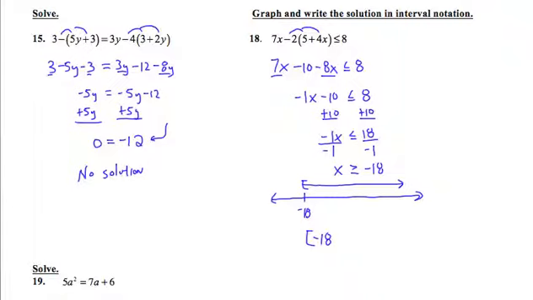Had I not wanted to include it, had this been a strictly greater than, I would have used a parenthesis there. So the smallest it could be is negative 18. The largest it can be, well, it can go on forever off to the right, so we're going to end up at positive infinity. Now, since positive infinity is not an actual identifiable number, we never try to include that, so we're just going to use a parenthesis around that positive infinity.